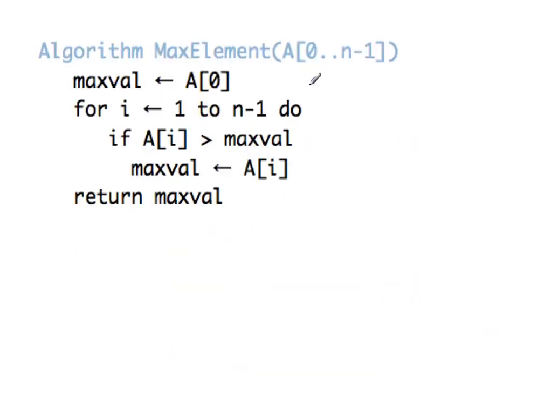So here is pseudocode for this algorithm. So we have an algorithm called max element, which takes an array of size n with indices 0 to n minus 1. So as we said, we first initialize our maximum value to A0 and then we scan. So this is the structure. It's fairly straightforward. So now to analyze this, we have to figure out how many steps this will take as a function of the input.